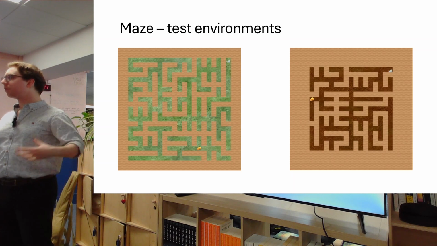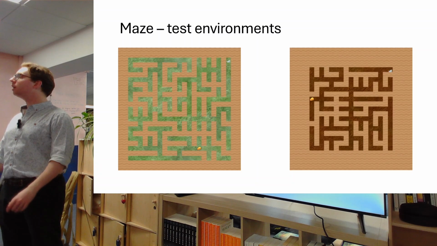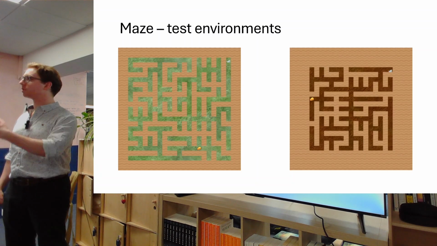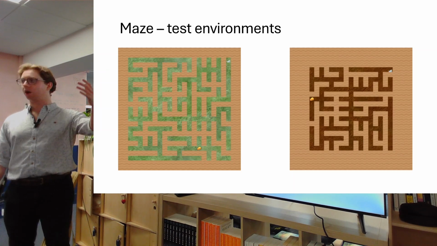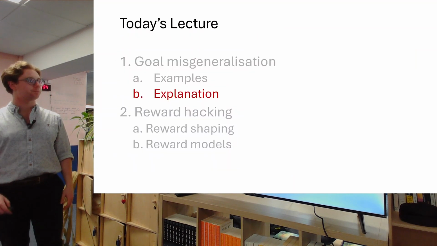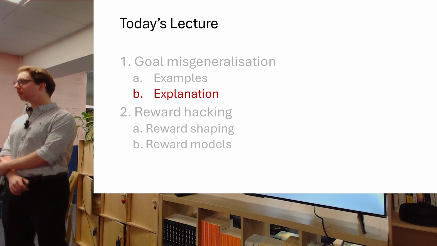Right? So in both these examples, the goal of the agent has again misgeneralized, right? So the goal that we wished it to learn was go and get the cheese, and the goal that it actually learned was go to the top right-hand corner. Right? So now, does anyone have any questions before we continue?